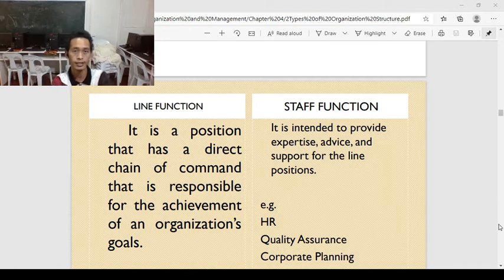Whereas there are some organizations also who have staff function. It is intended to provide expertise, advice, and support for the line positions. Like for example, HR, quality assurance, corporate planning. These have staff function which provide expertise, advice, and support for the line position.